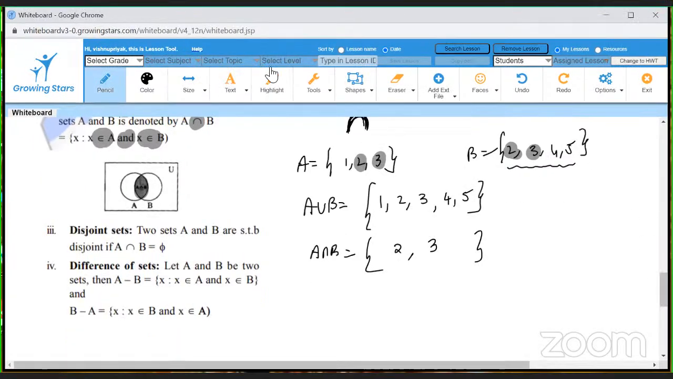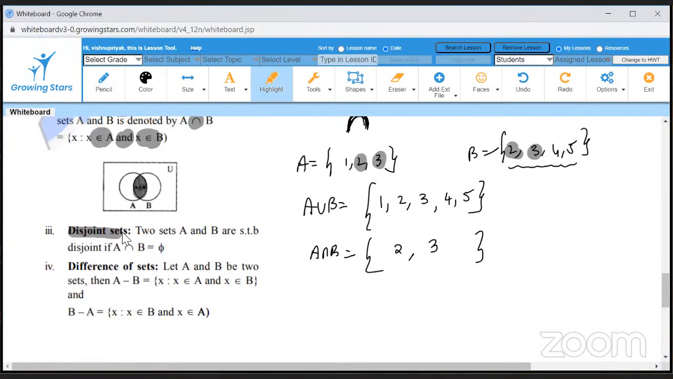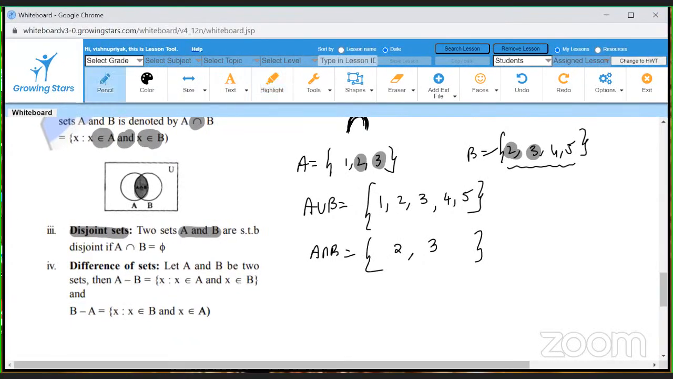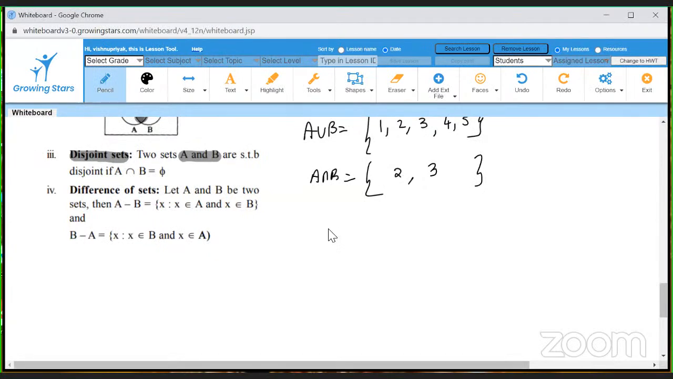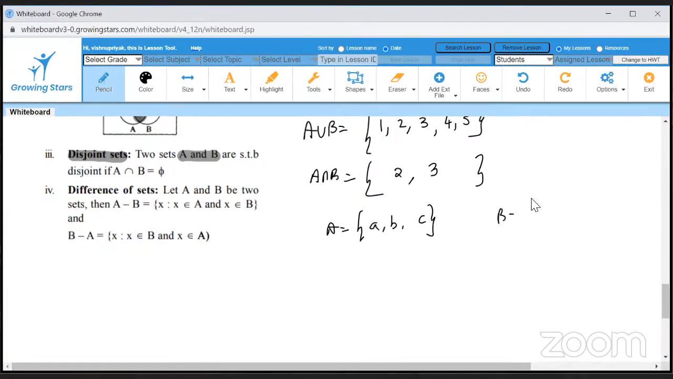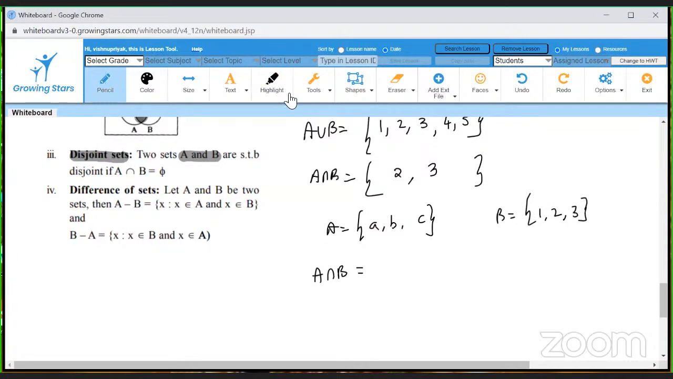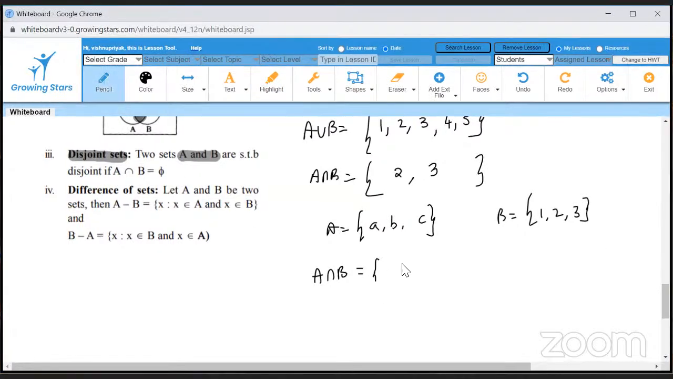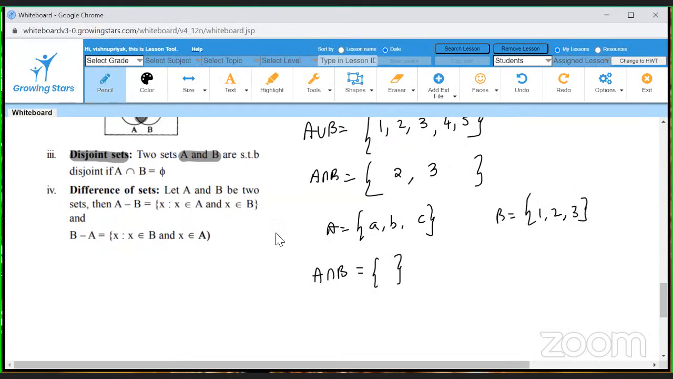Next, disjoint sets. If there is nothing common, then you call the sets A and B as disjoint. For example, suppose I give you A as a, b, c and B as 1, 2, 3. If you see A intersection B, nothing is common in both the sets. That's why it is the empty set.